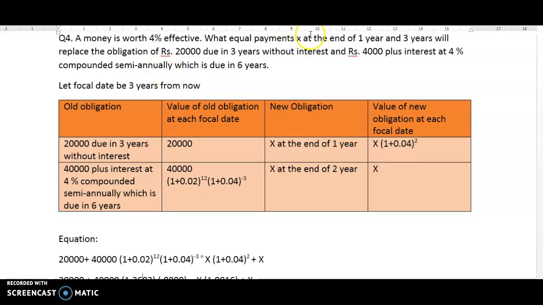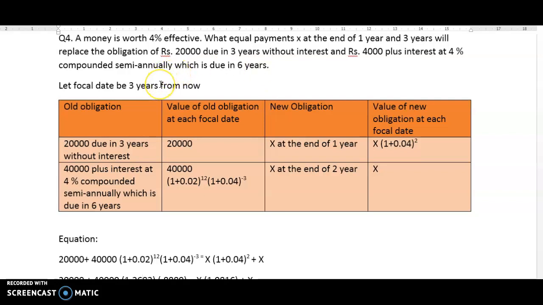date, and in this case I have to assume two equal payments X and X. One is happening at 1 year, one is at the third year. So I am assuming the focal date to be 3 years. You can also change this to 1 year. It is up to you. Wherever you want to assume it, you can assume it, because whichever date you assume, you have to calculate all values at that assumed focal date.